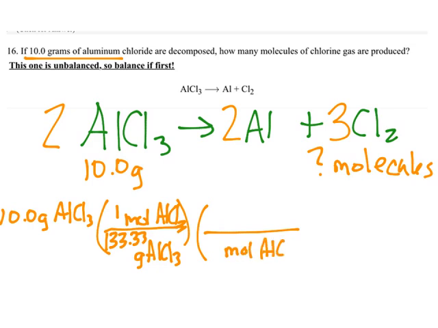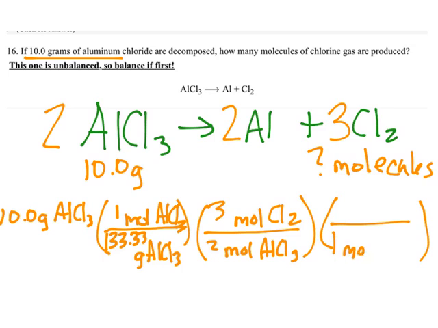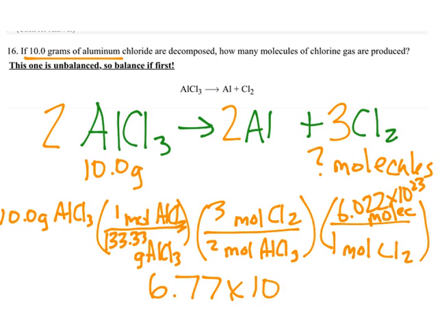Mole of AlCl3, I'm going to moles of Cl2. It's a 3 to 2 ratio. And then last, I'm going to really run out of room here, but we'll do our best. 1 mole of Cl2 is equivalent to 6.022 times 10 to the 23rd molecules of Cl2. Since we're going to particles, we use Avogadro's number. To 3 sig figs, when you plug this in, you should get 6.77 times 10 to the 22nd molecules of Cl2.